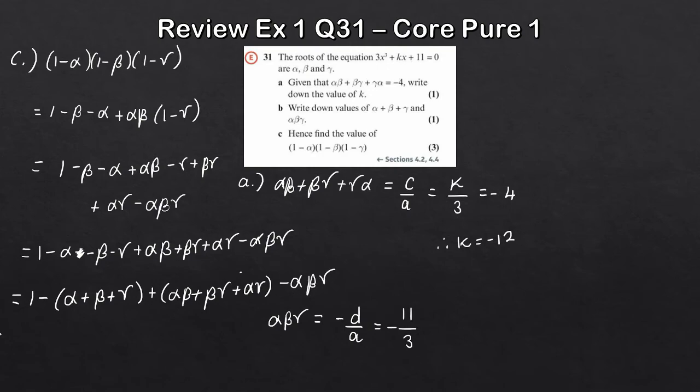So now that we've got everything in the form that we can work with, we just need to substitute it in. So this is 1 minus, this is 0. This is minus 4. And minus alpha beta gamma, that's minus 11 over 3. Okay, so what you get left with here is 1 minus 4 plus 11 over 3. Work that out on your calculator, or do it by hand if you want. And we'll get 2 over 3 there.